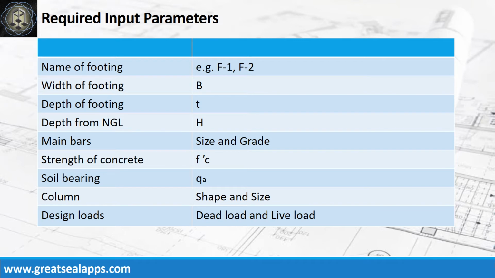Enumerate input parameters required. Name of footing like F1, F2, width of footing, depth of footing, depth from natural grade line, main bars with size and grade, strength of concrete, soil bearing capacity, column shape and size, and design loads.